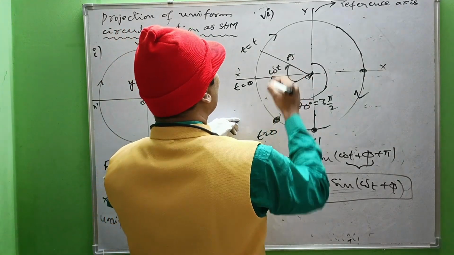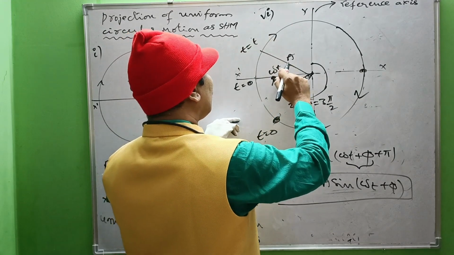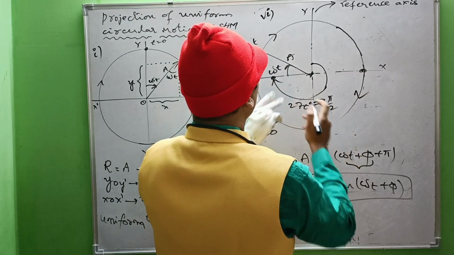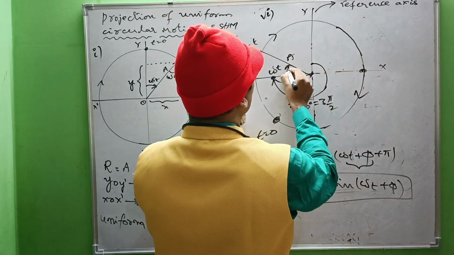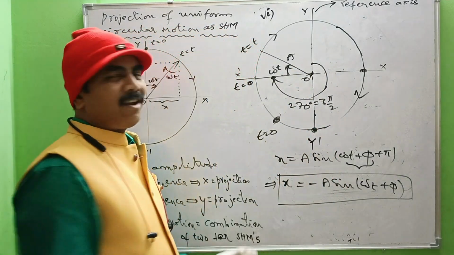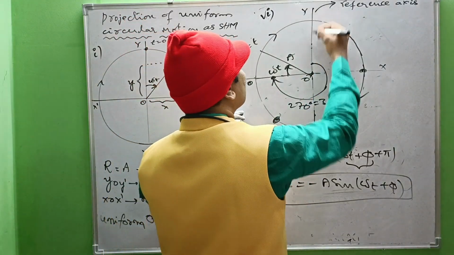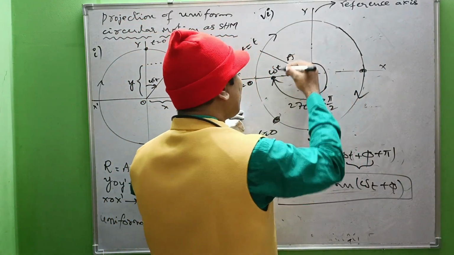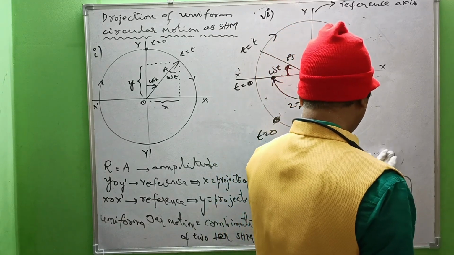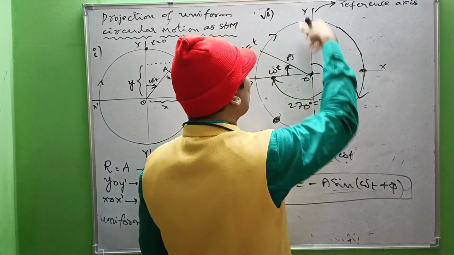From here to there, omega t. Why? Because this is the time interval of t. In the time t, it requires a phase angle of omega t. This is the main question. Now, what is the total phase angle required by the radius vector or amplitude vector with respect to the positive axis? 270 plus omega t. So sine of omega t plus 270, with respect to the positive axis.